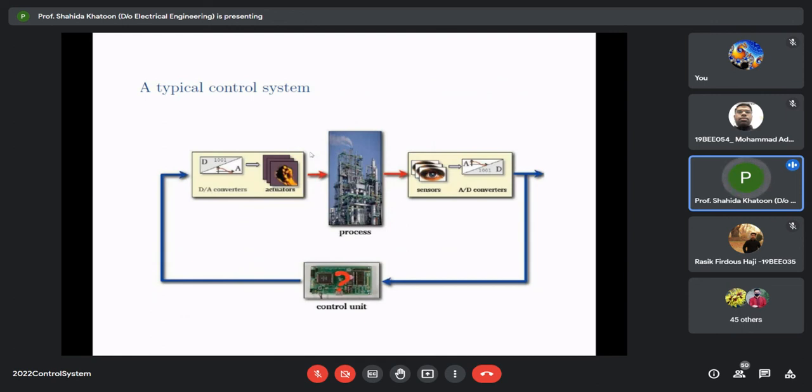Another typical control system is a factory, process industry, in which we have D to A converters, which is fed to an actuator. Actuator gives the input to the process or industry. The various variables are detected by using various types of sensors. The output of the sensors are fed back to the A to D converter, and then this A to D converter is given to the control unit or controller. Okay, so this diagram also you can draw.